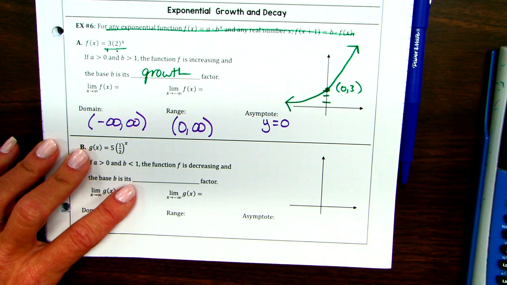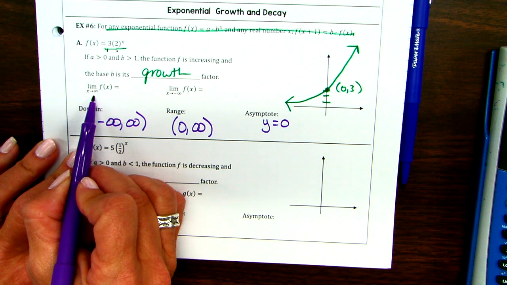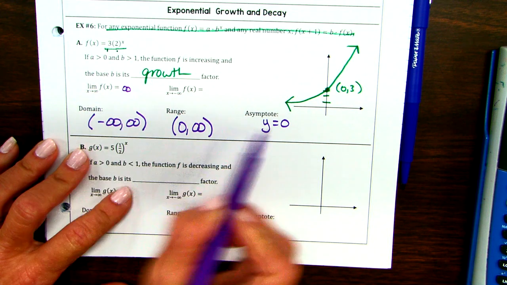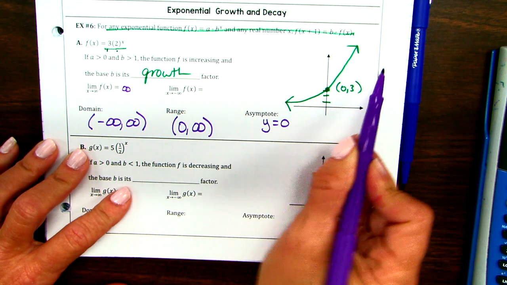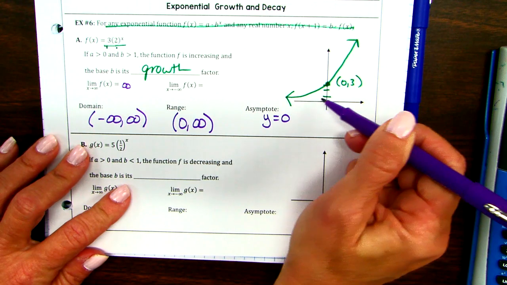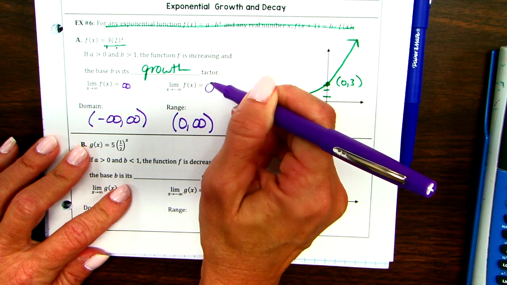And then there's that end behavior business. As x approaches infinity is the first one. So that means to the right. We are going up forever, right? As we go to the right, we go up forever. As we go to the left, we're approaching 0.